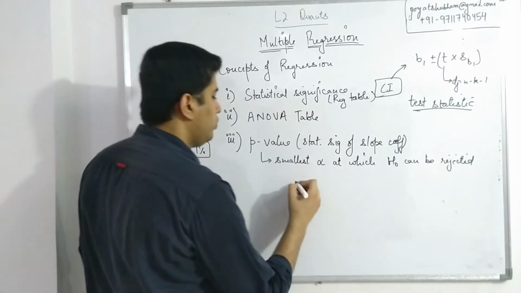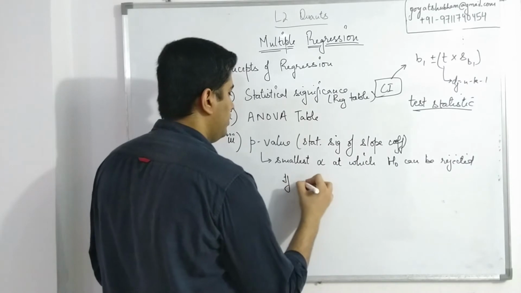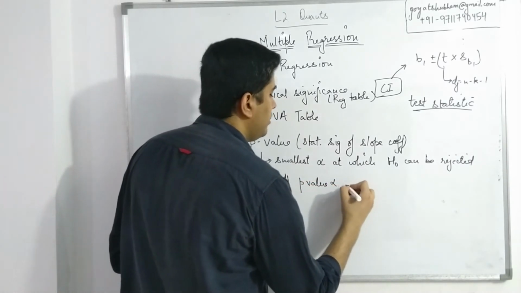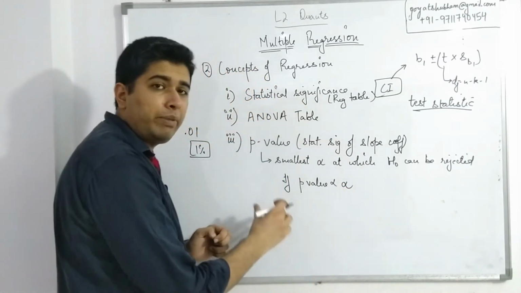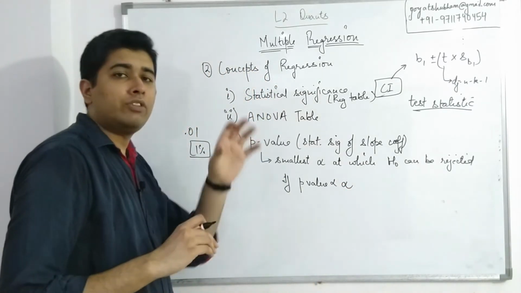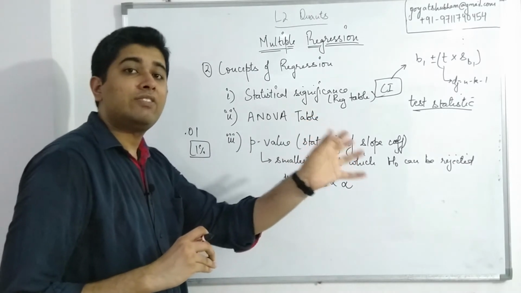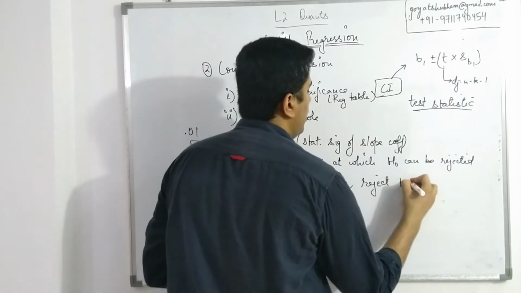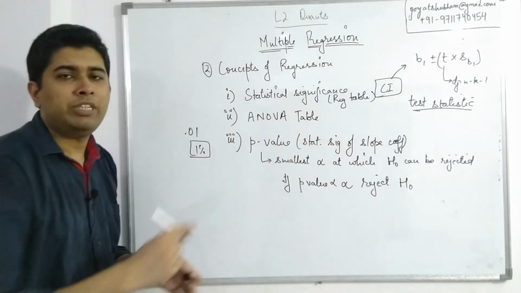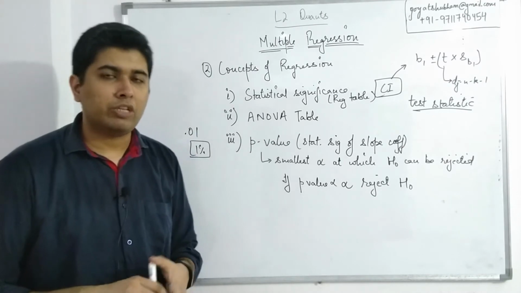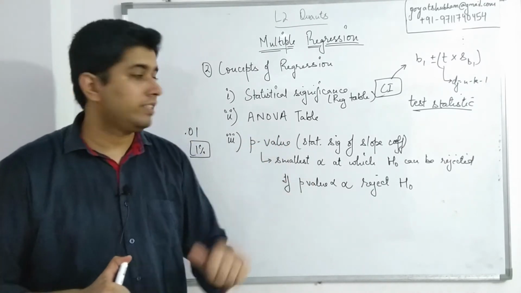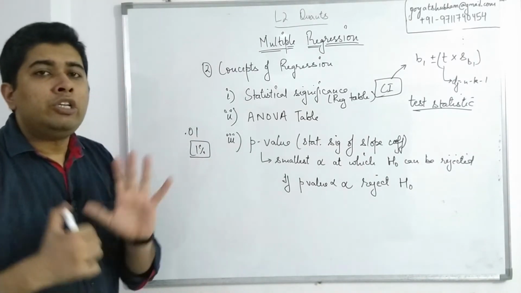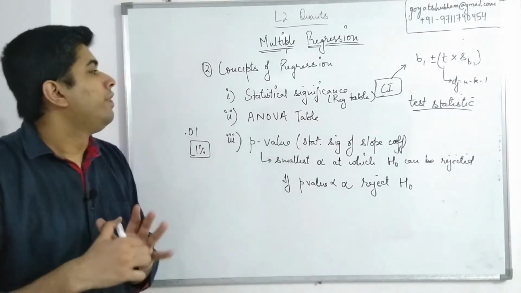So the decision rule here is, if p-value is less than my alpha. So let's say p-value is 1%, and the question has specified the level of significance as 5%, you would reject the null hypothesis. And the null hypothesis is always going to be the same, that b1 is equal to 0, because we are always testing for statistical significance.